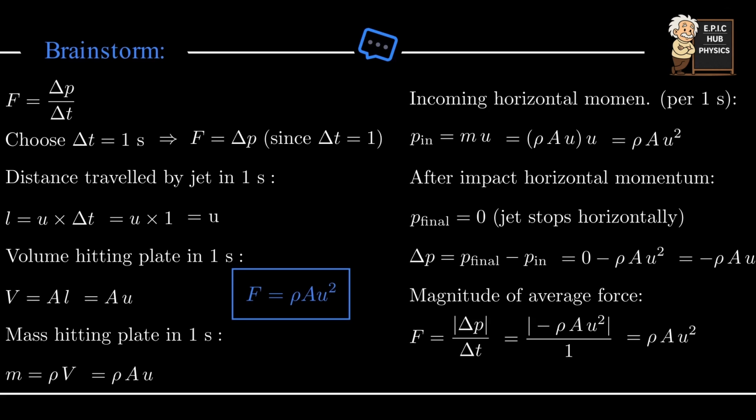What did we do? We wanted to determine the magnitude of the horizontal force exerted on the plate by the oil jet. We started by calculating the momentum of the oil jet before and after impact. Then we found the change in momentum and divided it by the time interval to calculate the average force.